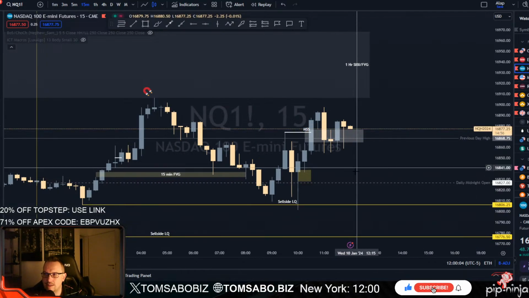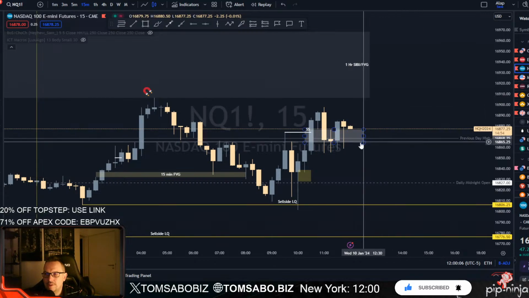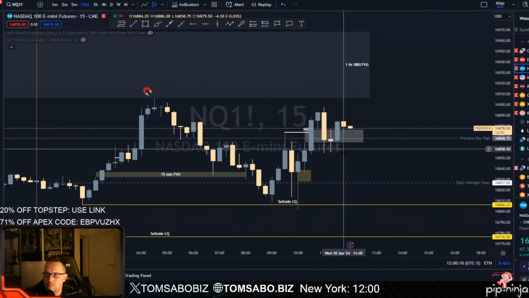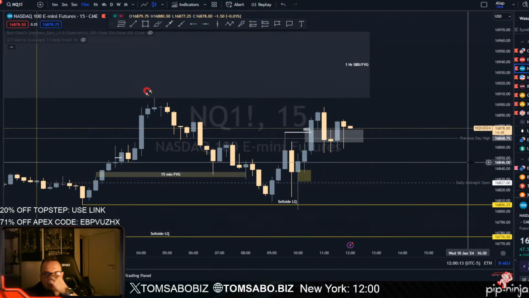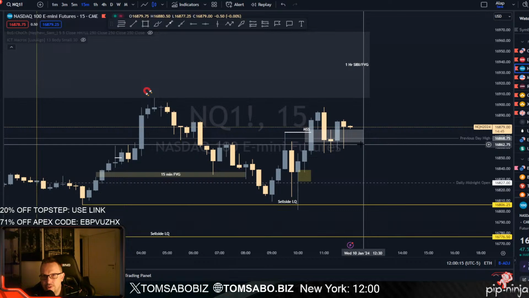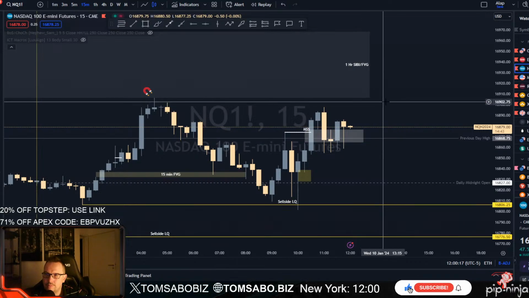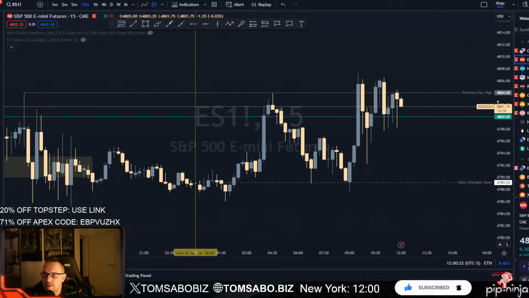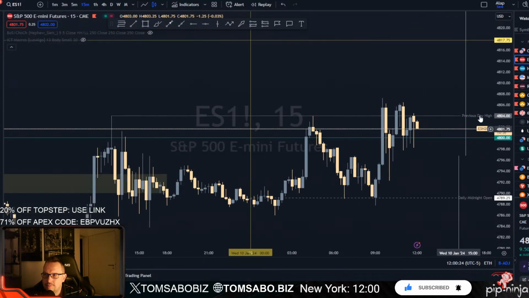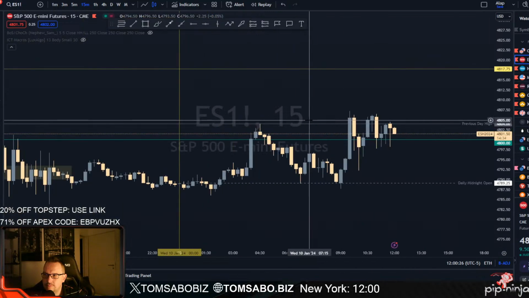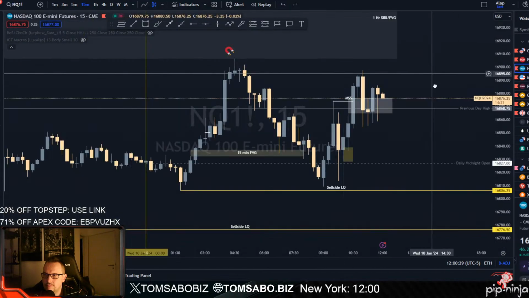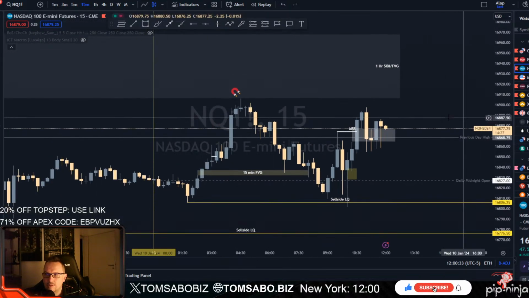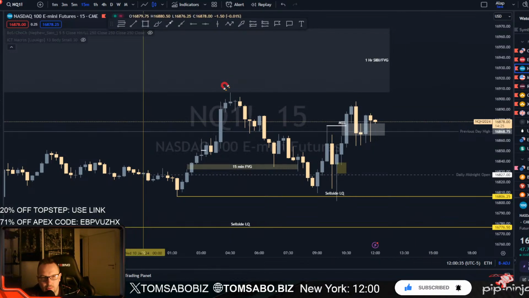Maybe not too long. As soon as I say it, it's gonna break. But it rejected price here, here, here. 1, 2, 3, 4 times it rejected price below there. So that's an interesting thing, which tells me that they might want to drive it higher. So that's something to be considered.